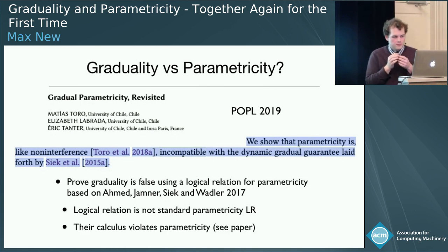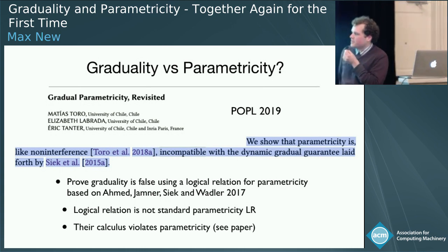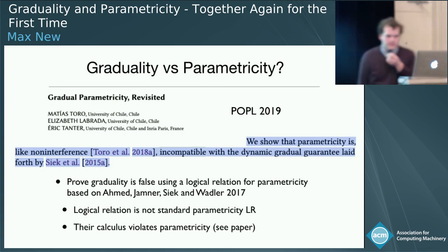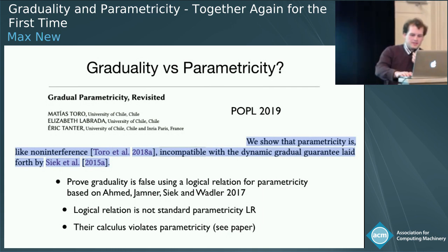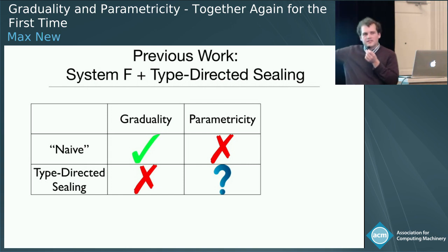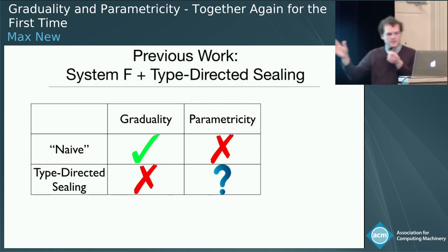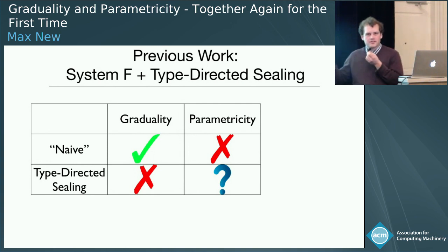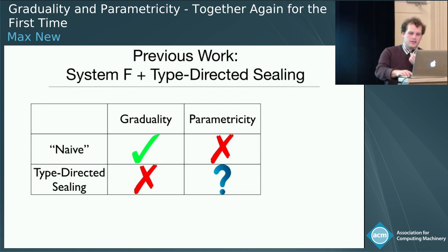And we know that it's not standard parametricity because we found a violation of parametricity in their calculus, which you can see in the paper. So we can't really say that parametricity and the dynamic gradual guarantee are what are in conflict here. Instead, it's this type-directed notion of sealing. And so back to our table, we see that this type-directed notion of sealing definitely doesn't have graduality. And then the parametricity is more in question. Some of these calculi seem to have parametricity, and they definitely protect some free theorems, but not all of them. And all of the logical relations that they use are kind of suspect because they didn't catch this violation.